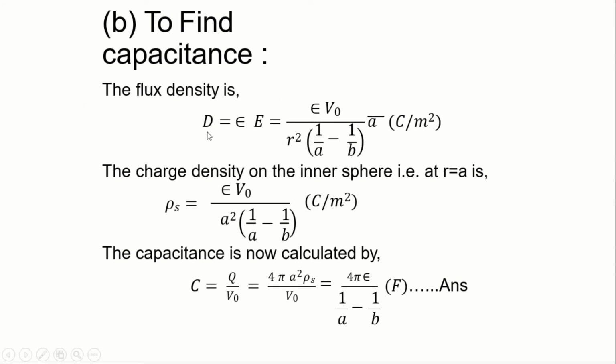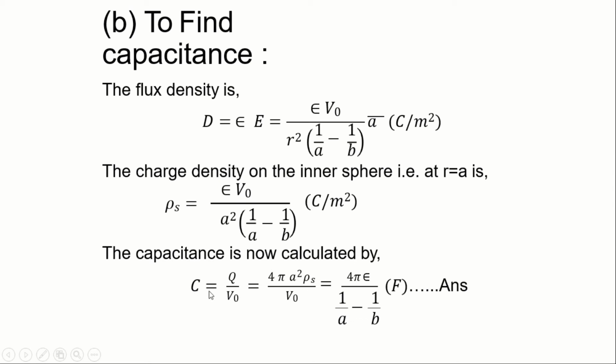Now how to find the capacitance? See, we know that D equal to epsilon E. In the previous slide we already had the expression of the electric field. So if we put this expression, then we can get D. So D is equal to rho S. Okay, so here finally the charge density rho S equal to epsilon V naught by A square 1 by A minus 1 by B coulomb per meter square at R equal to A. This is the charge density.